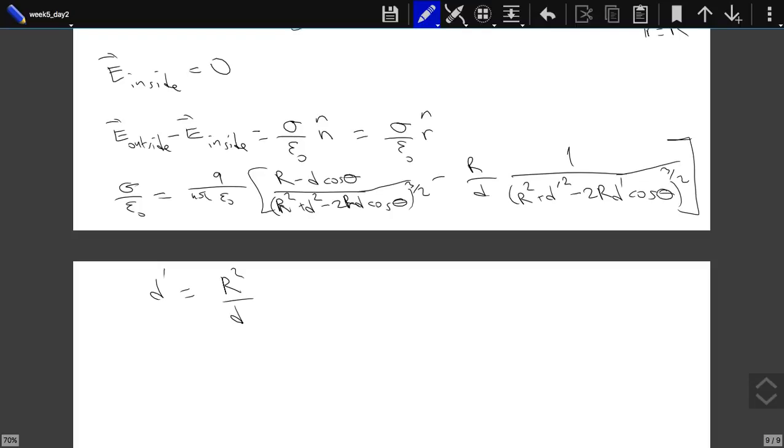Hocam bir şey soracağım. Hani kürenin içine Q prime koyduk ya. O zaman volume charge density'ye bir şey yapıyoruz.